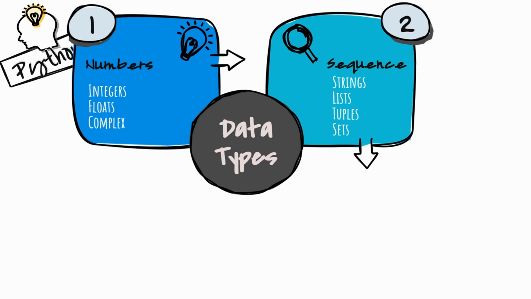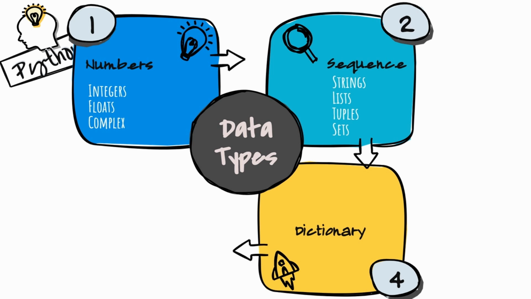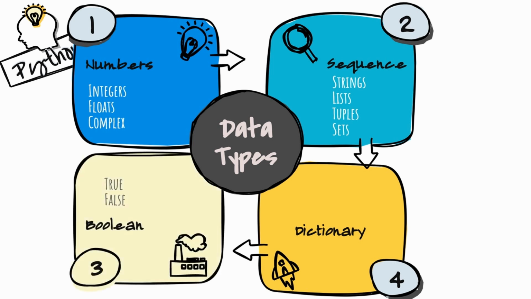Sets are the collection of unique and unordered elements. Dictionaries are widely used in Python, especially when working with APIs. They are an unordered collection of key value pairs. Then we have Booleans, which represent true or false values. They are used to evaluate expressions in your code.